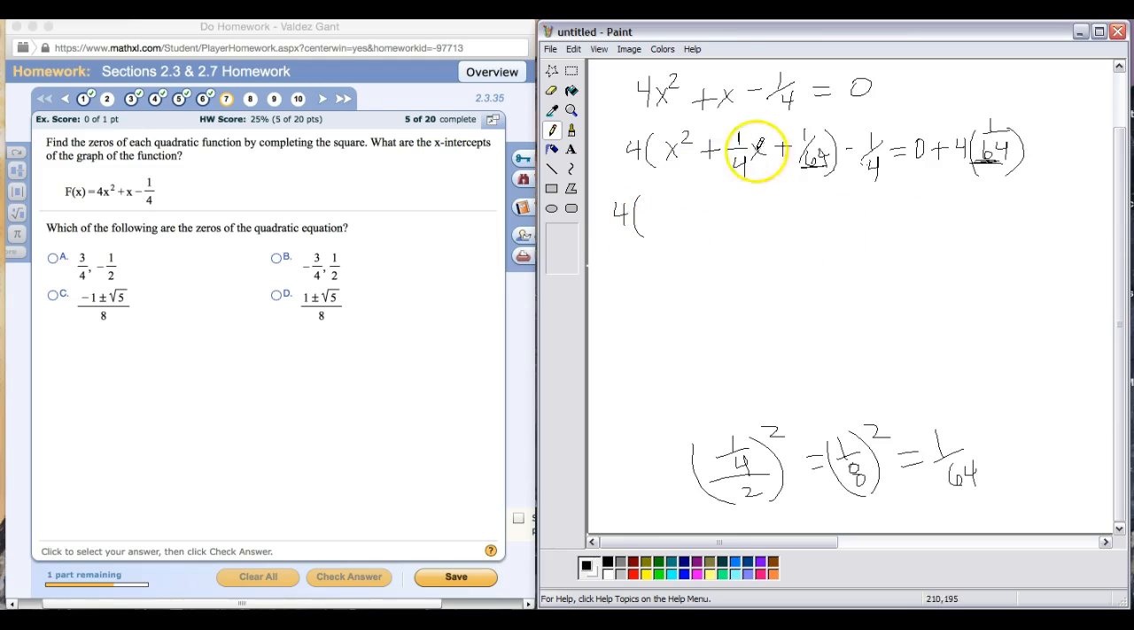Now I know from what we said in the last video that whatever's inside the parentheses here factors as x plus 1/8 quantity squared. Then I'll have minus 1/4 here. And if I do this, I know this is going to be the same as 1/16 there. Let me clean that up.